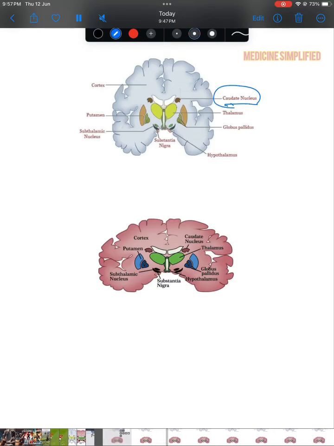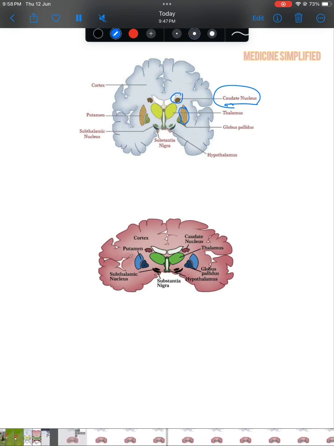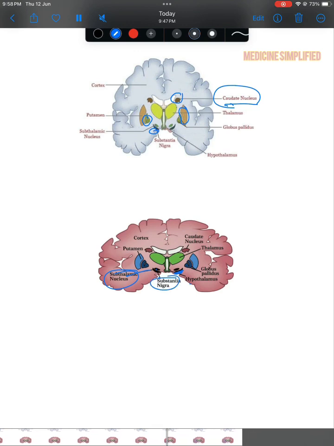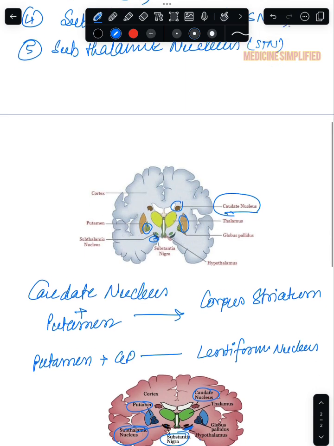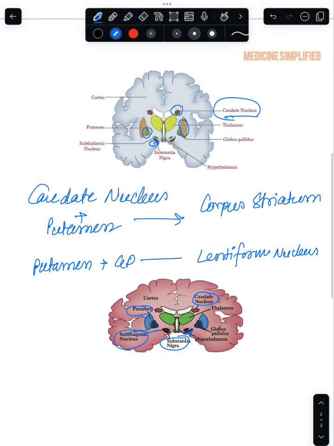This is putamen, this is globus pallidus. Now let's come to the below. This is subthalamic nucleus, the upper black portion, and the lower black portion is the substantia nigra. Putamen is blue color, caudate nucleus I have shown previously. So we have seen the caudate nucleus, putamen, globus pallidus, substantia nigra, and subthalamic nucleus.